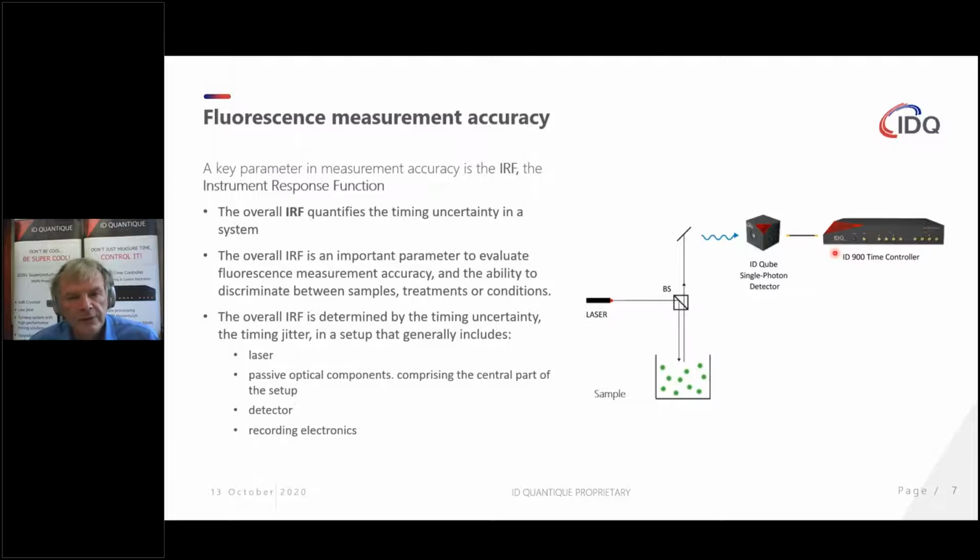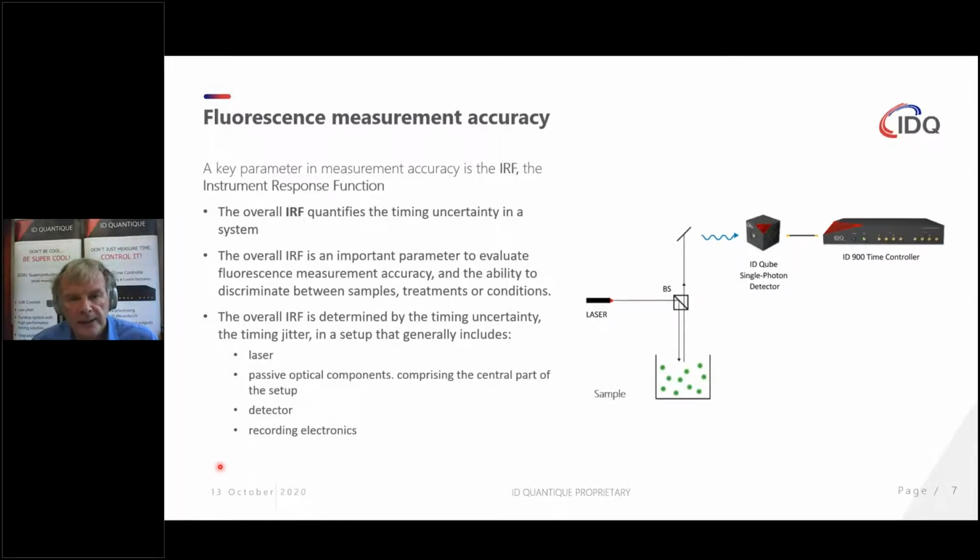This is a very specific diagram. In an overall diagram, you also deal with a laser. Your sample can be a lot more complicated, with passive optical components. Then again, you detect it and you record it. Now, each of those components will add to the instrument response function. So the overall instrument response function is an important parameter in your fluorescence measurements because it tells you about your timing uncertainty.